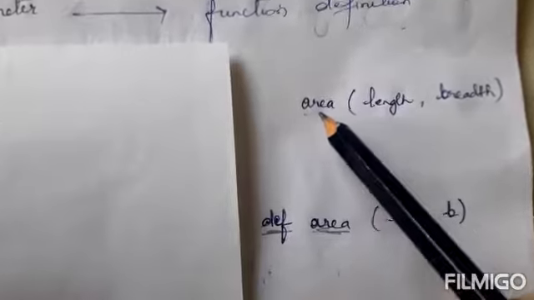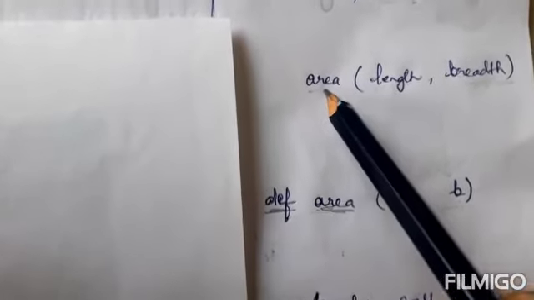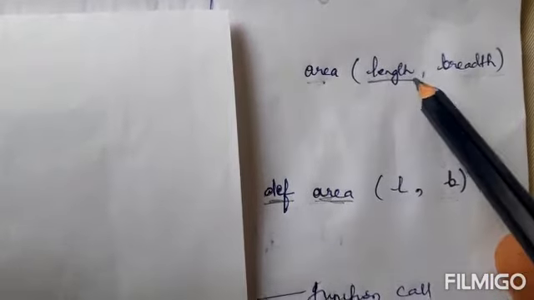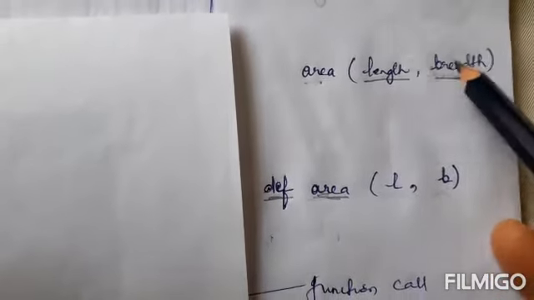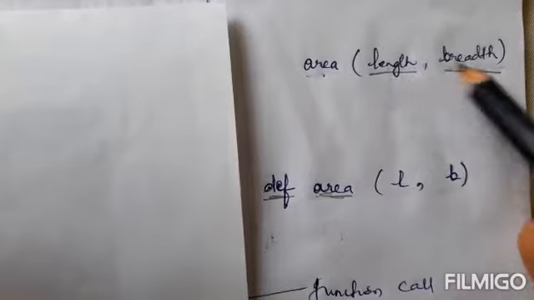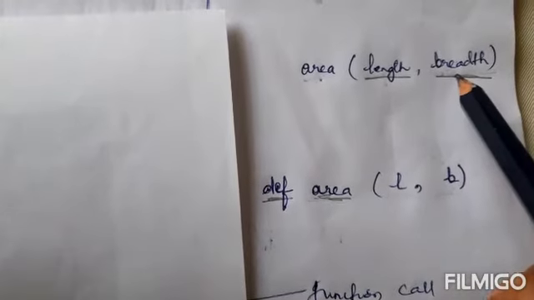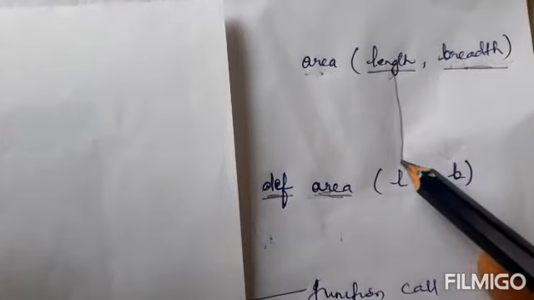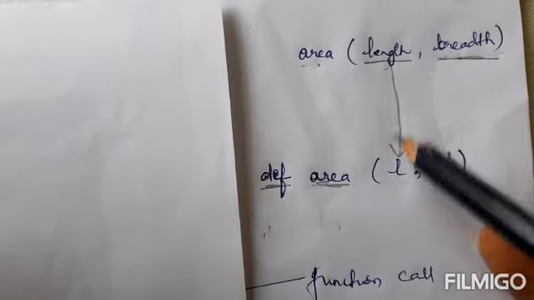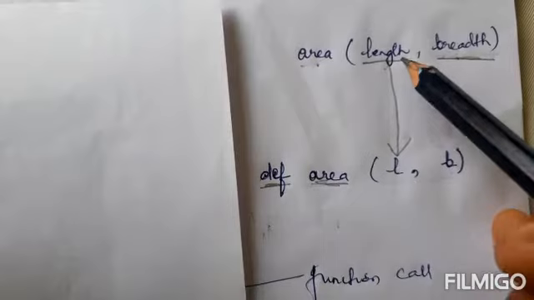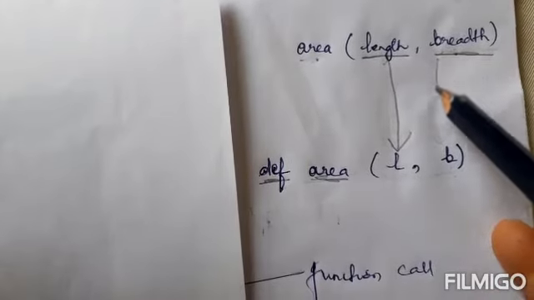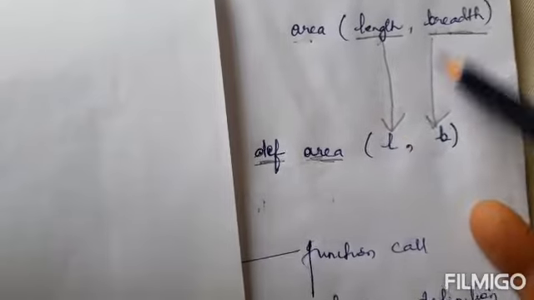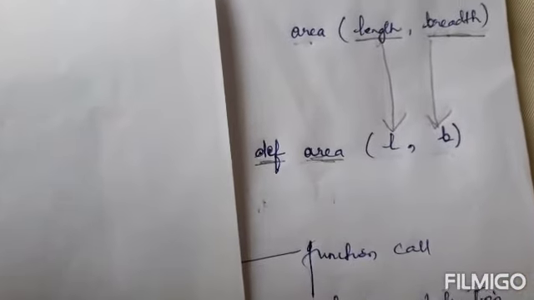So what happens is the value that you receive from the keyboard will be stored here, and then it will be passed to length and breadth. This is actually the original value. Length and breadth is where you store the original value. Now, from the function call, we pass a duplicate copy of length to L and a duplicate copy of breadth to B. It can have the same name or a different name. You'll learn about the difference later.